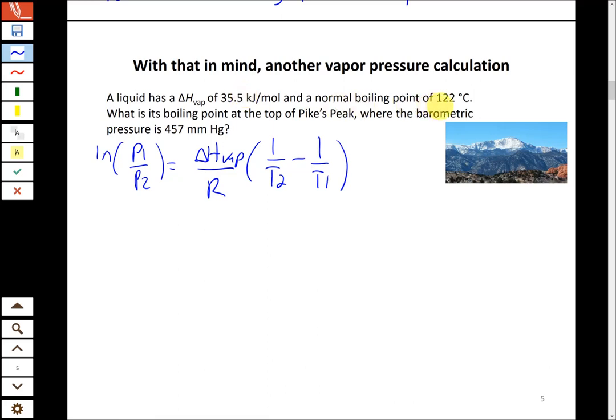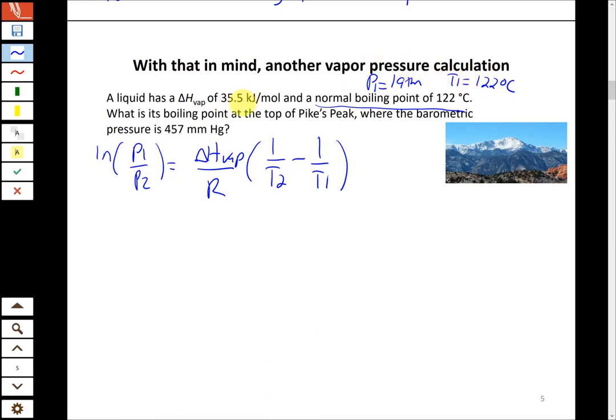Normal boiling point of 122 degrees Celsius. So what that statement tells us is that at a temperature T1 of 122 degrees Celsius, the vapor pressure at that temperature, which we'll call P1, is exactly equal to 1 atmosphere, or 760 torr, since we're using torr in this problem. So when you say the normal boiling point is 122 degrees Celsius, that statement tells you that at that temperature, the vapor pressure is 1 atmosphere. So that gives us one of our pressure-temperature pairs.